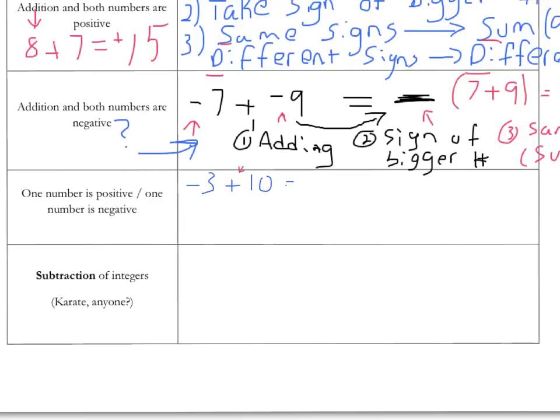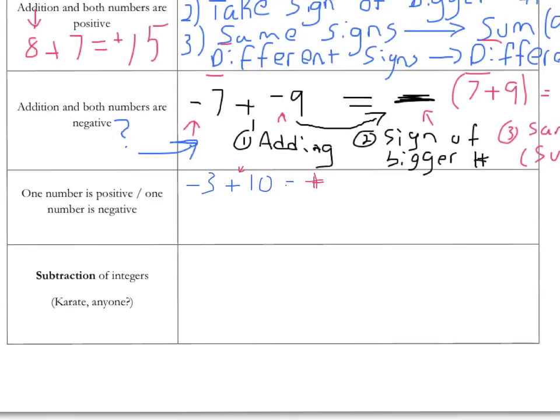Next step is take the sign of the bigger number. So again, 10 is bigger than 3. Again, ignore that negative in front of the 3 on step 2. So 10 is bigger, 10 is positive, so I know that the answer is going to be a positive. Once we've determined the sign of our answer, then we can go on to step 3. Now, are the signs the same? So negative 3 and positive 10. The answer is no.